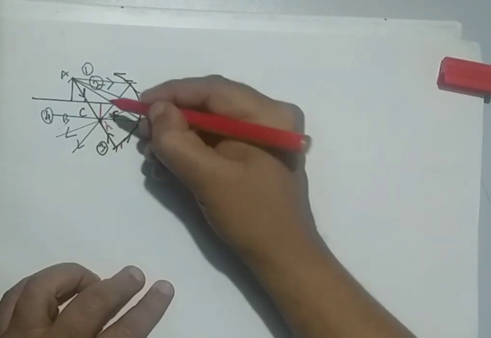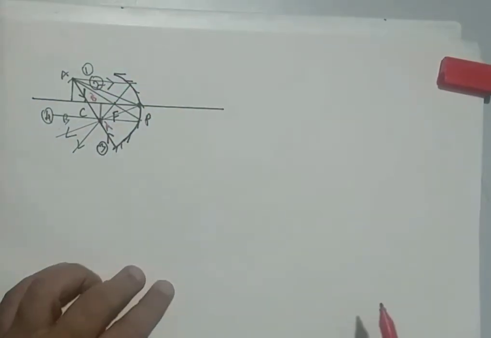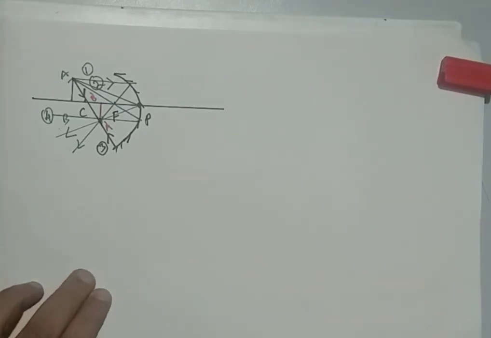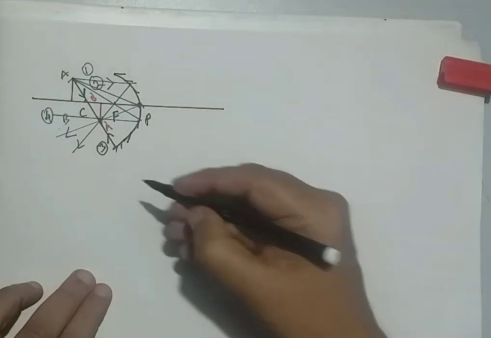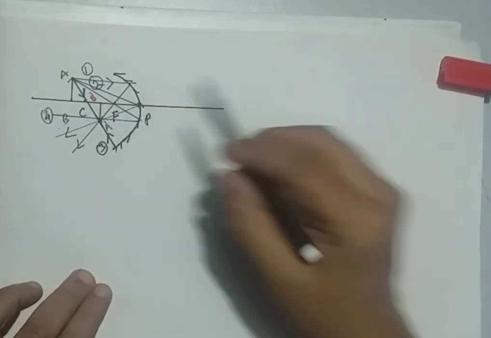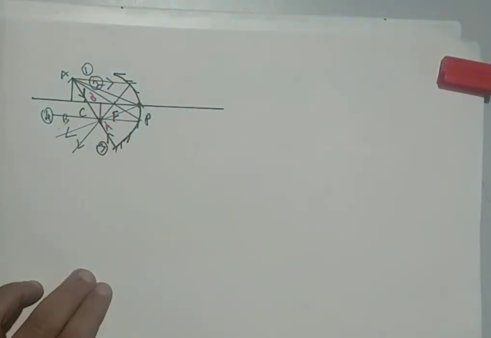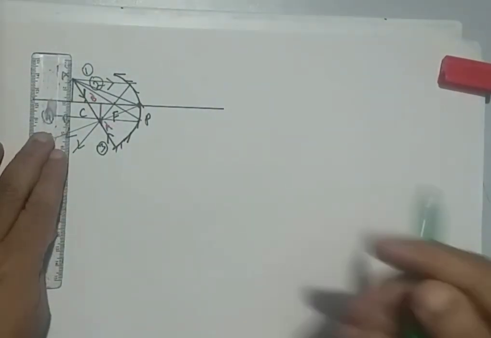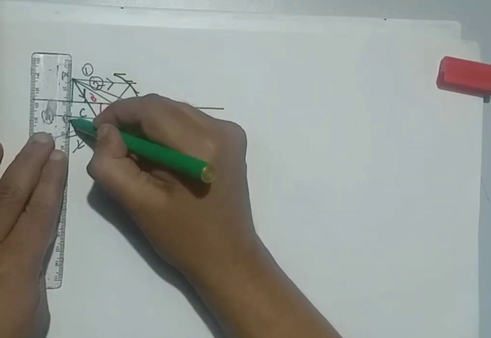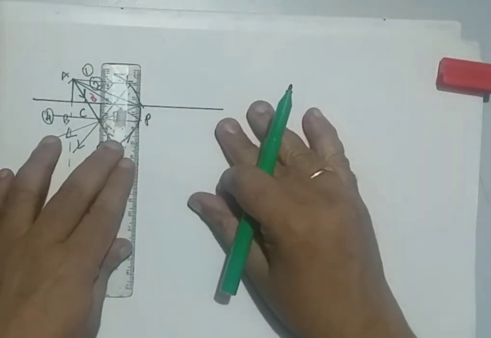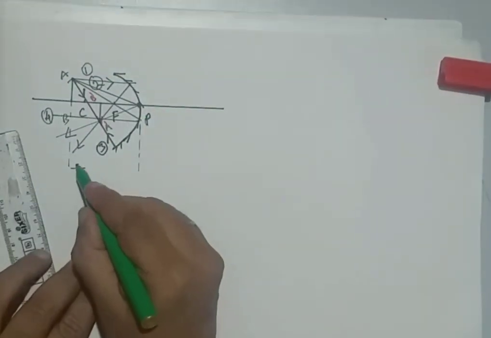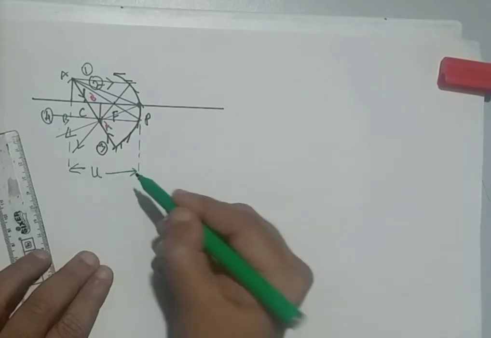This I call as A dash and this point is called as B dash. Now, with this, we also write down the different distances what we usually come across in the mirror derivations. Say, first of all, this green line, that is AB, represents the object, and the distance between the pole and this object is what we call as object distance, usually denoted by U.